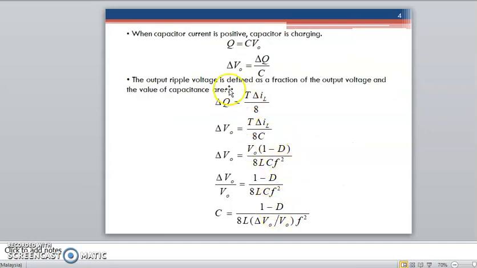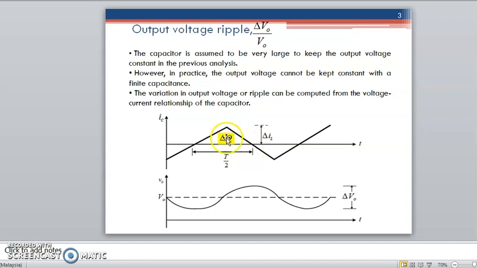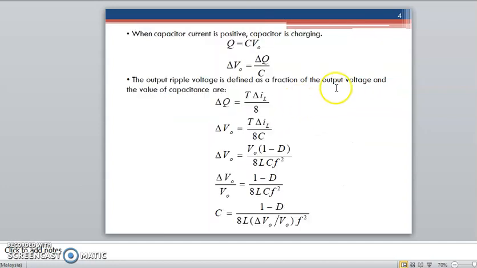Half of it, and half of half cycle is 1 divided by 8. So delta Vo equals the total time of the change of inductor current divided by 8, because Q equals C times Vo, or C Vout. When you solve the equation, you can see the equation details in the textbook, page 204, if I'm not mistaken.